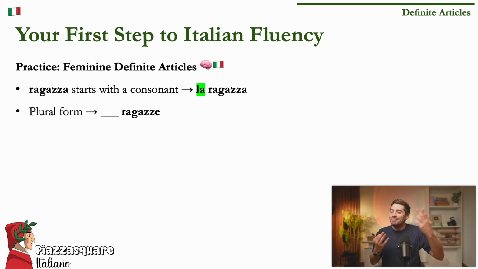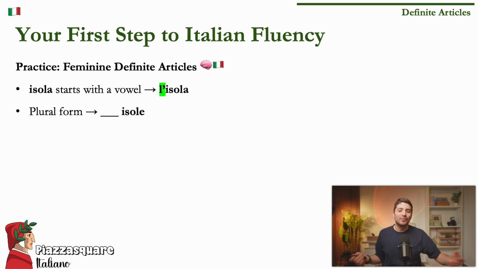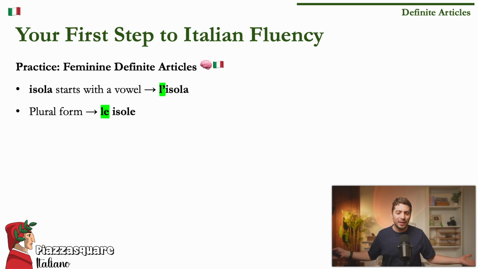The plural, le ragazze. The word for island is isola. It starts with a vowel, so it's l'isola. The plural, le isole. You've just learned one of the most fundamental rules of Italian grammar. You can now correctly say the in front of any noun in the language. How amazing is that? You're already building sentences.